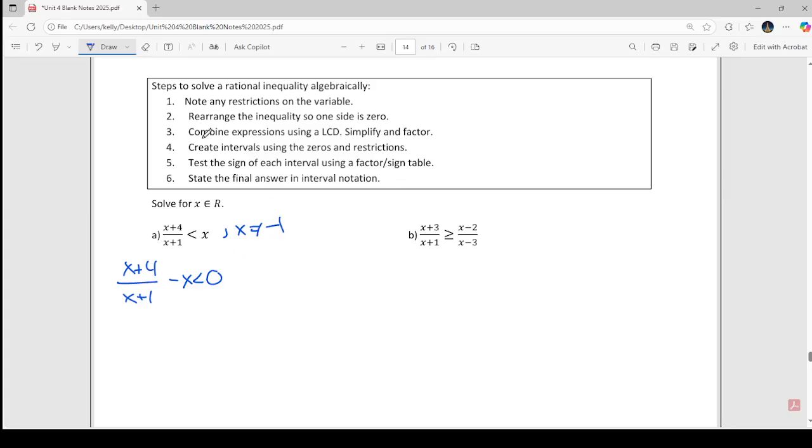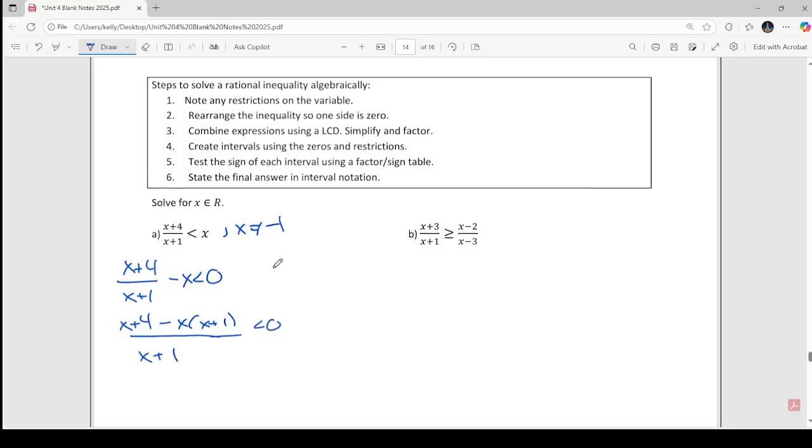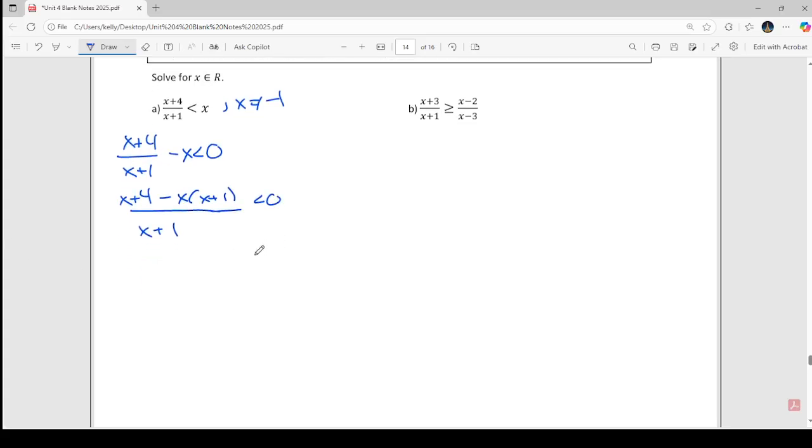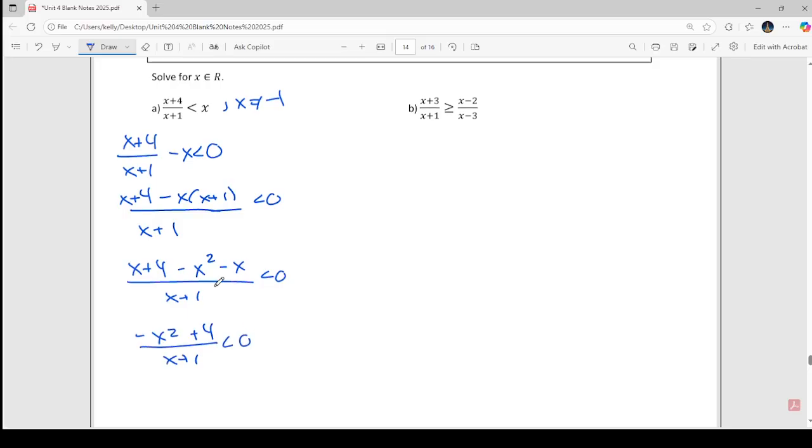So instead of getting rid of the fractions, we're going to combine expressions using a lowest common denominator, and then we'll simplify and factor. So x plus 1 is our common denominator. X plus 4 already has it, and this minus x needs to be multiplied by it. Good, so now we have one expression. Then we're going to simplify and factor. So I will multiply by -x and then I will clean up negative x squared. My x's cancel, plus 4 over x plus 1 is less than 0.